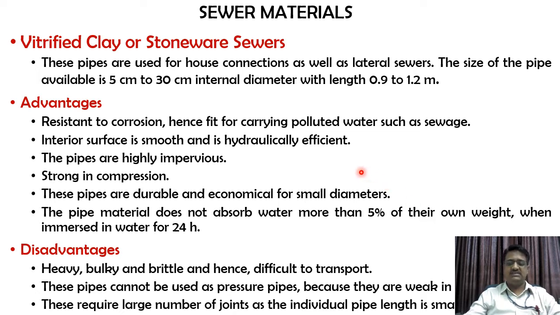So basically that particular absorption is less and can be used for various purposes, whether it is in the house connection or for the lateral sewer in the connection system. Disadvantages: it is heavy, bulky, and brittle, and hence difficult to transport.